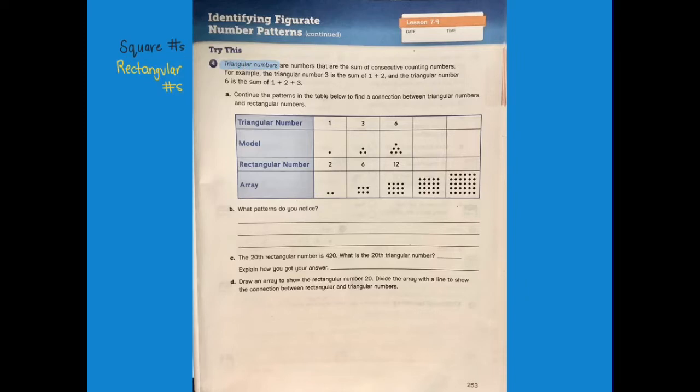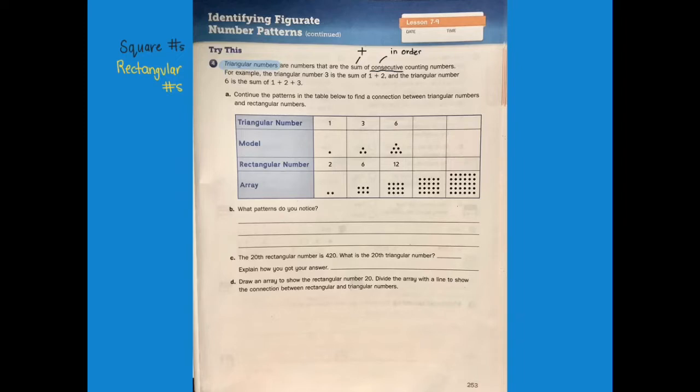Okay, so triangular numbers are numbers that are the sum of consecutive counting numbers. Let's look at that one more time really slowly. So the sum, what does sum mean? Sum means to add, you're right. And then consecutive, what does consecutive mean? Like we learned about last time with rectangular numbers. Consecutive means in order, right? So like 1, 2, 3, that's counting in consecutive order. So triangular numbers are numbers that are the sum of consecutive counting numbers.